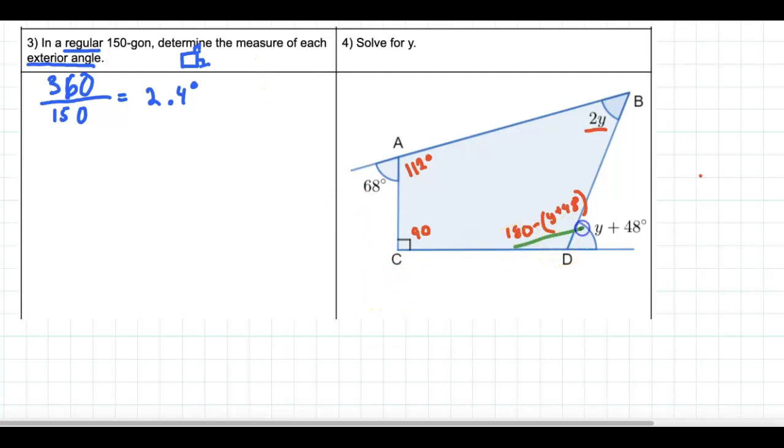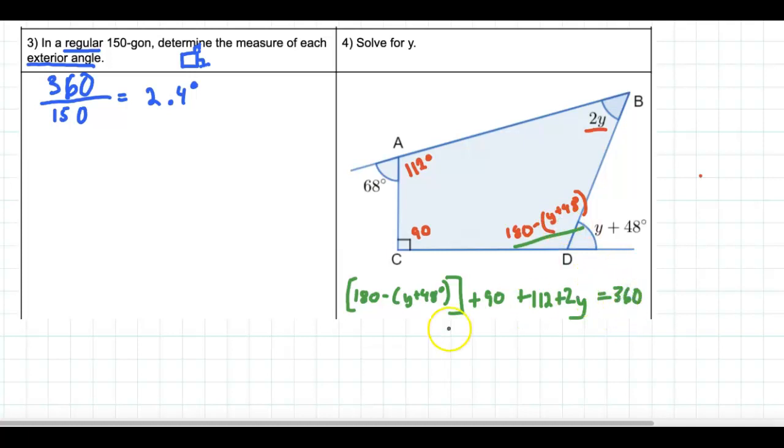So let's start with this angle here, and I'm going to put it in brackets, so 180 minus (y plus 48) degrees, right, plus 90 plus 112 plus 2y equals, and this is a quadrilateral, right, so the sum of the interior angles is equal to 360 degrees.